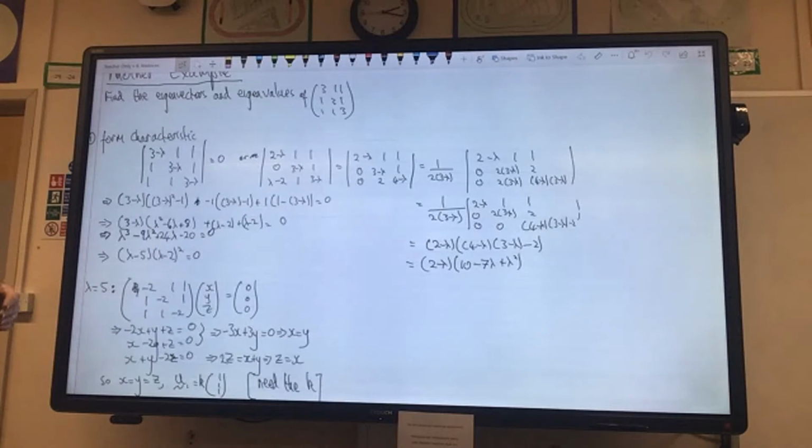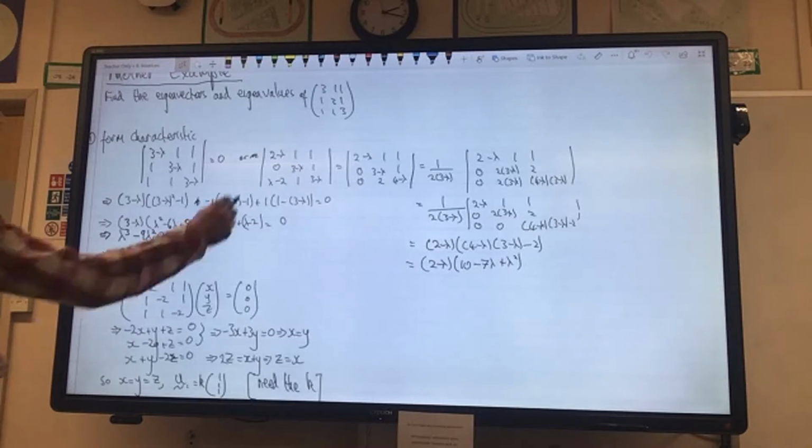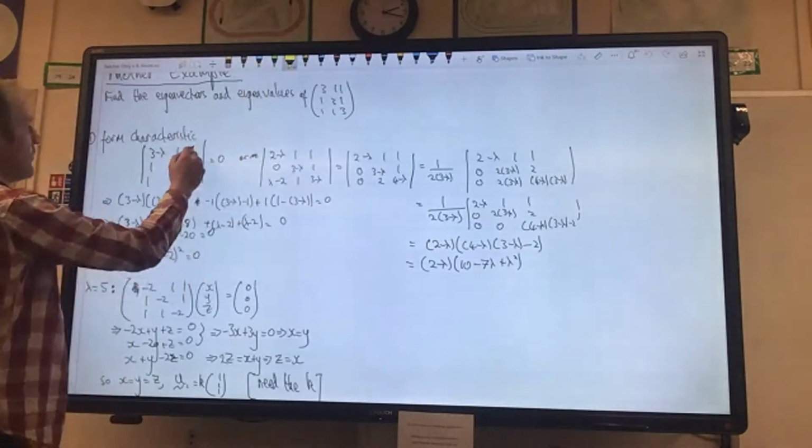You can listen along. What I've done is I'm trying to triangularise the matrix, and I just spotted a possible factor of lambda minus 2. So what I did was I subtracted the third column from the first.